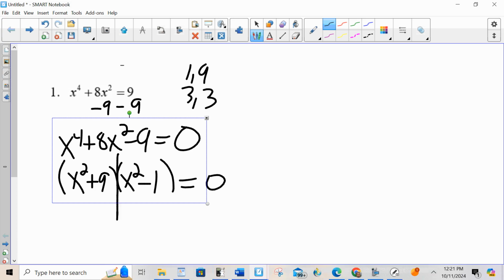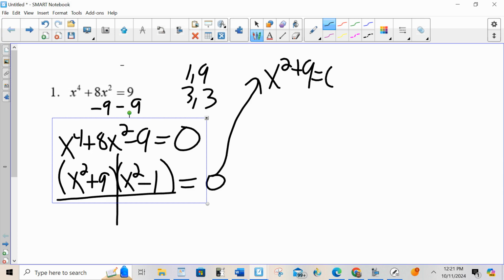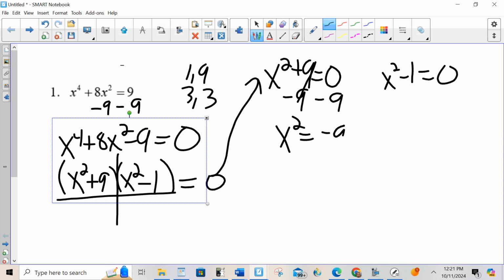Now, I can set each factor equal to 0 and get x squared plus 9 equals 0, and x squared minus 1 equals 0. And then from here, it's just the isolate square root method. Minus 9 on both sides, x squared equals -9. Square root of both sides. When you take the square root, plus or minus, radical -9 becomes 3i. Remember, the negative comes outside and becomes an i.